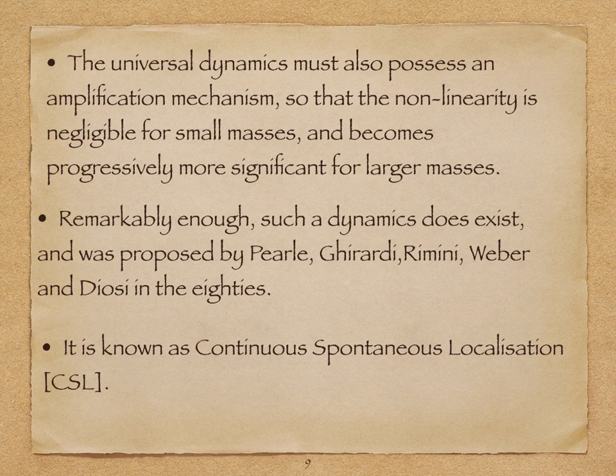Remarkably enough, such a universal dynamics does exist and was proposed by Pearle, Ghirardi, Rimini, Weber, and Diosi in the 1980s. So this is a spontaneous collapse theory. In its most refined form, which is the one in vogue today and being tested by experiments, the collapse model, this universal dynamics with all these properties, is known as continuous spontaneous localization, CSL in short. There are very many variants of CSL around. They go under this general name of collapse models.